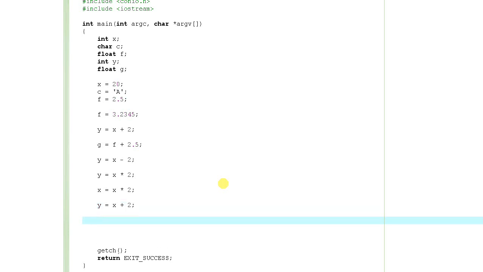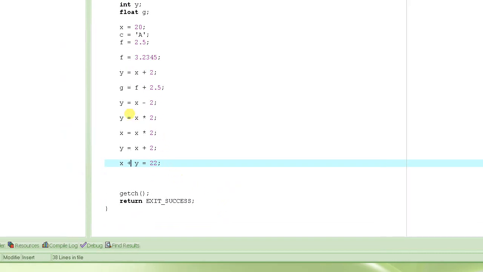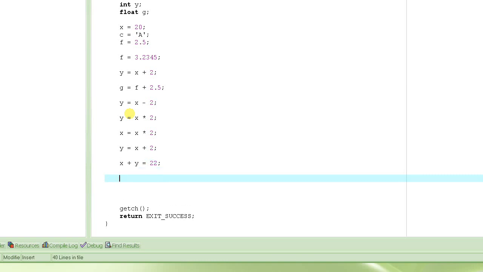What you cannot do is something like x plus y is equal to 22 and expect the computer to find out the value of x. That's not going to happen. So the left hand side of these equations, unlike in algebra, in programming languages, has to be only one single variable, the variable that's going to get the value of the right hand side expression after evaluating it.